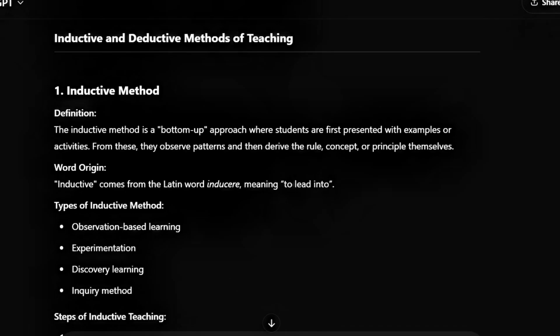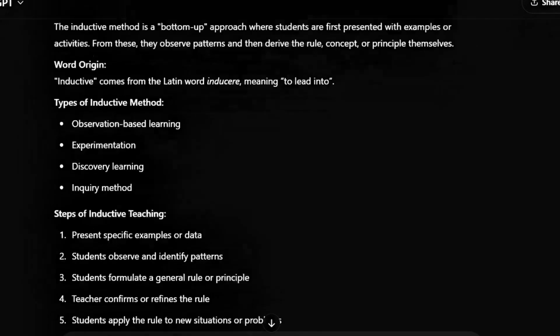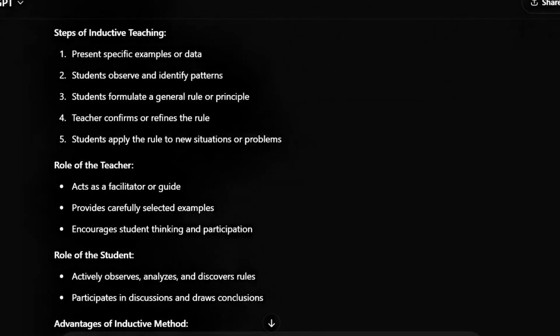Steps of inductive teaching. 1. Present specific examples or data. 2. Students observe and identify patterns. 3. Students formulate a general rule or principle. 4. Teacher confirms or refines the rule. 5. Students apply the rule to new situations or problems.